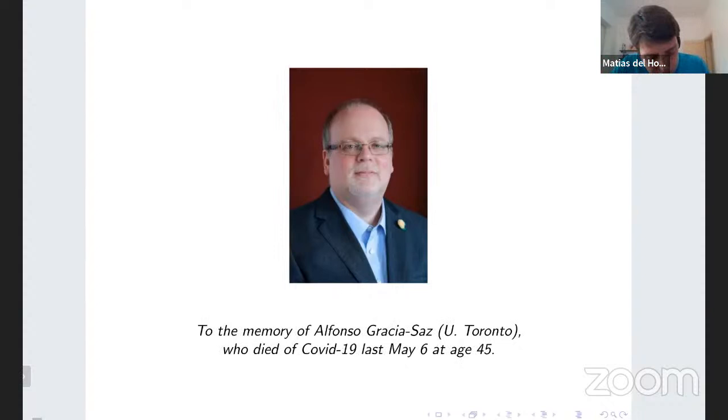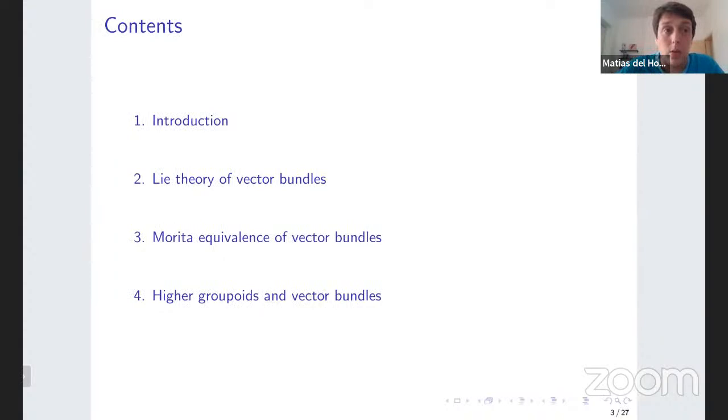I structured the talk as follows. I'm going to tell you some motivation from Poisson geometry. We're in a global Poisson seminar. What is the role of these objects, vector bundles over groupoids, algebroids, and differentiable stacks? How do they relate with Poisson and Dirac geometry?